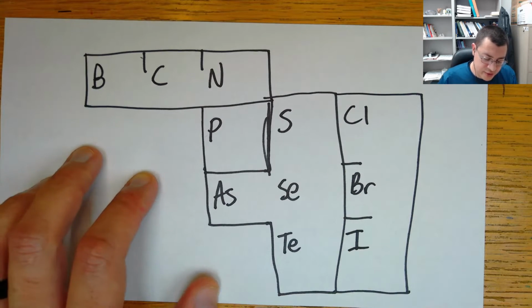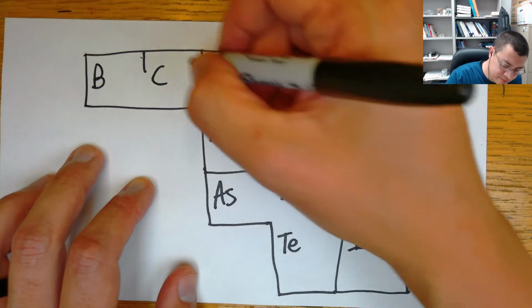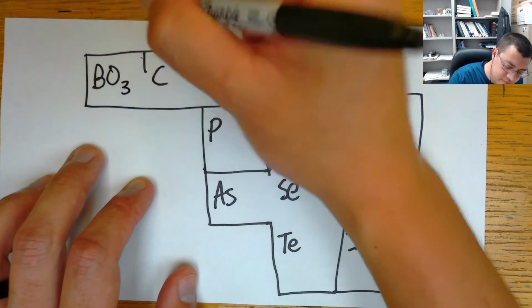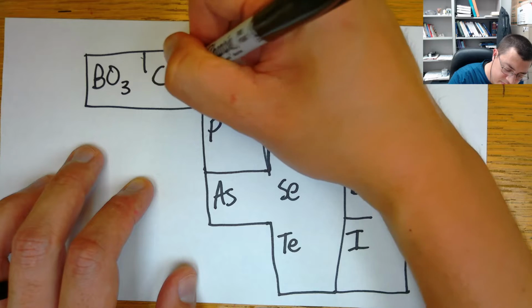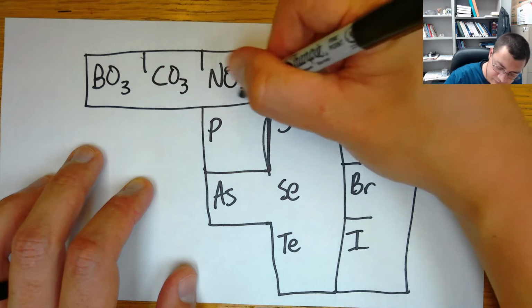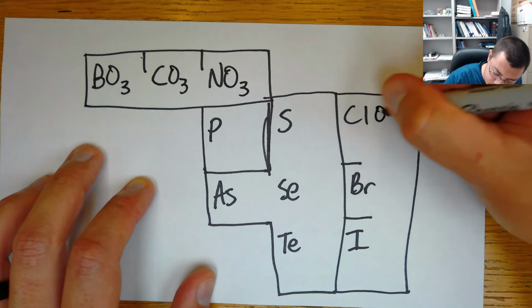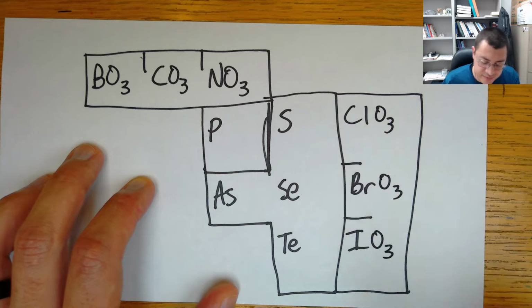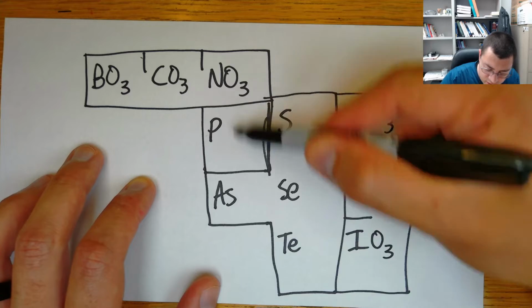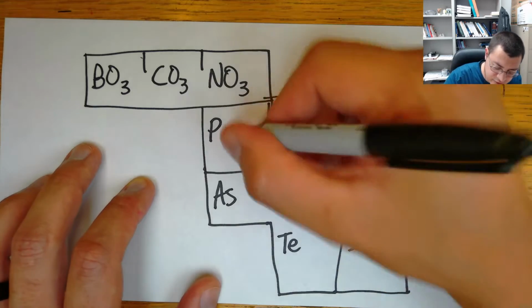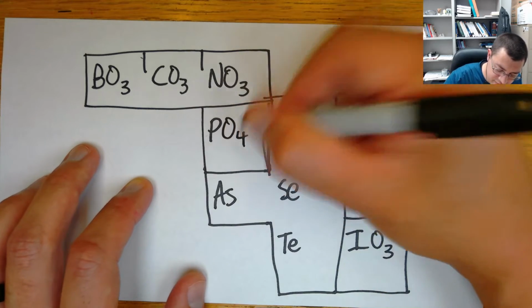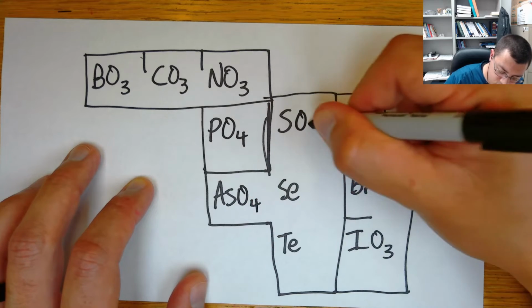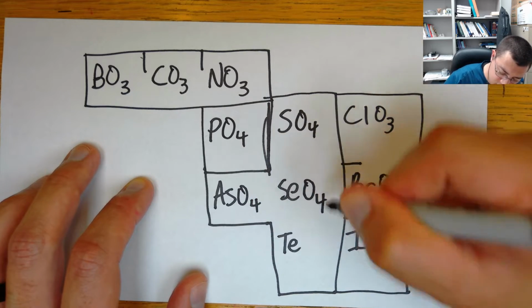All right, great. So here's a 3. Here's a 3. And here's another 3. Here's a 3. Here's a 3. And then here's another 3. And then here's my 4 section. So I'll put 4 oxygens. 4, 4, 4, 4.